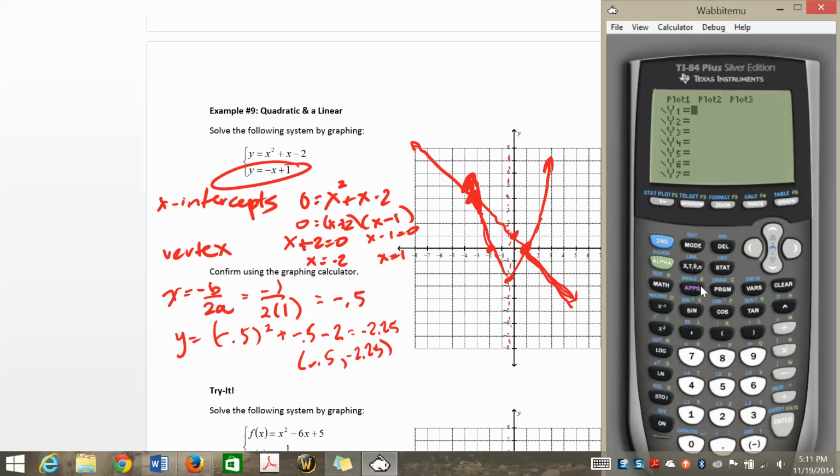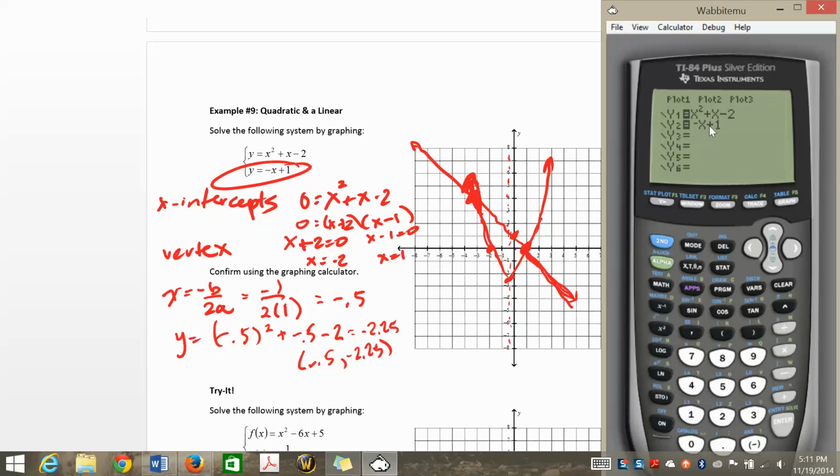In order to do that, I'm going to plot one of the equations here on y1. So I'll do x squared plus x minus 2 and hit enter. That gives me my first equation. My second equation, I want it to be -x plus 1. Make sure you hit the negative down here. It doesn't like you to use subtraction there. We'll do -x plus 1, and there's my second graph.